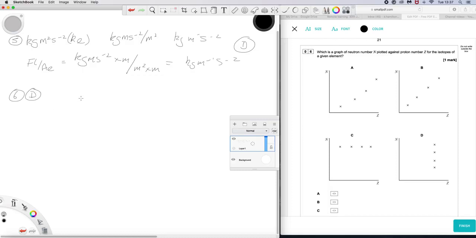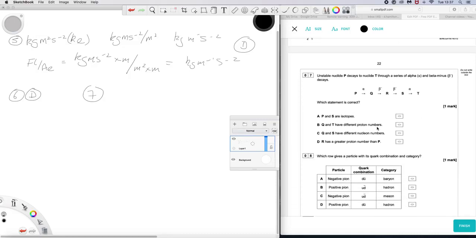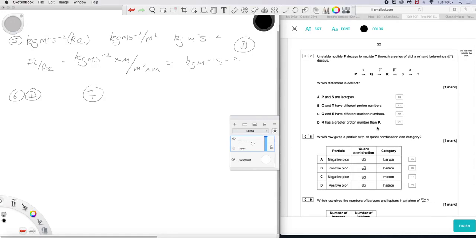Question 7. We have P goes to Q by alpha, Q goes to R, and then R to S by beta minus, and then S to T by alpha. Which statement is correct? P and S are isotopes, so they'd have the same proton number. So P and S, we have gone down 2, up 1, up 1. So there it is. The answer is A, because they are isotopes. We're certain about that. You could go through and check the other 3, but definitely P and S are isotopes.